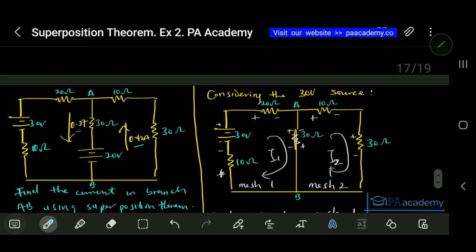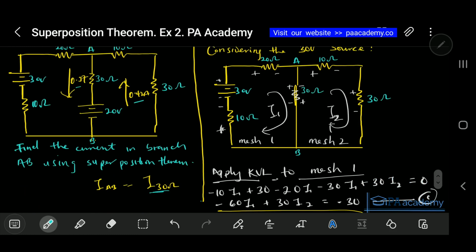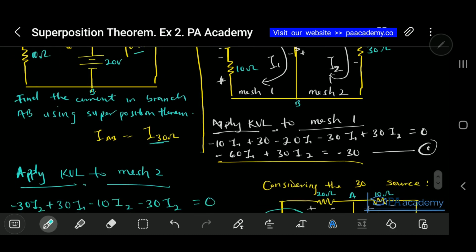Just know that when you are doing superposition, you consider one source at a time. In the two examples we've done now, we've only looked at voltage sources. And like I said, if it is a current source, what you're going to do is open circuit where that particular current source is. So don't worry, we are going to look at another example on that.